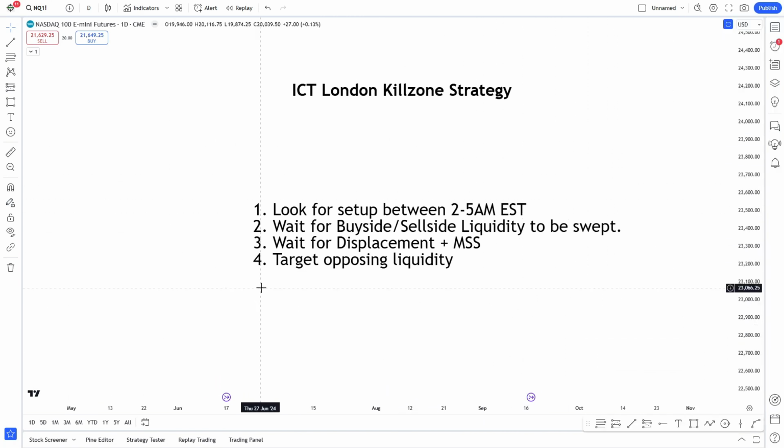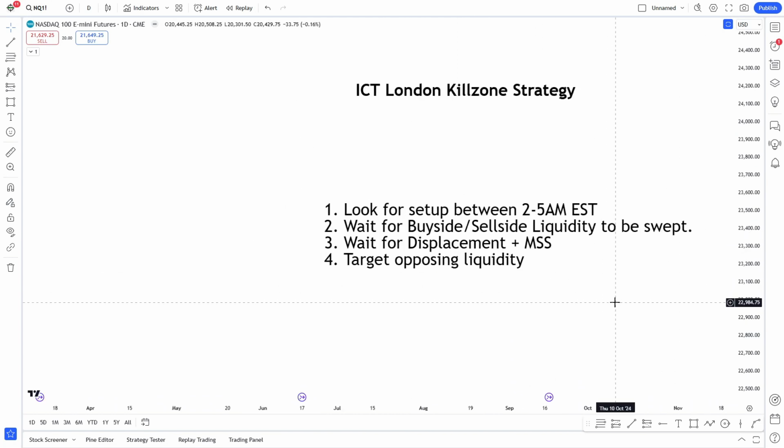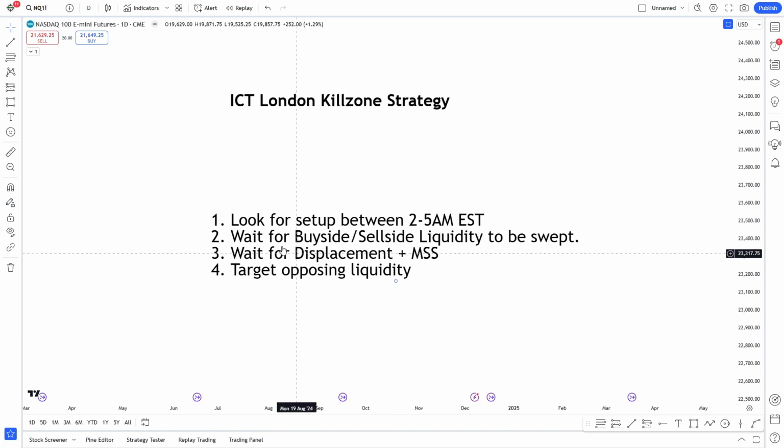Now the second step is that we must wait for either buy side or sell side liquidity to be swept. So what this means is we'll wait for either some highs or lows to get taken before we then look for our setup. And then the third step is to wait for some displacement and a market structure shift.